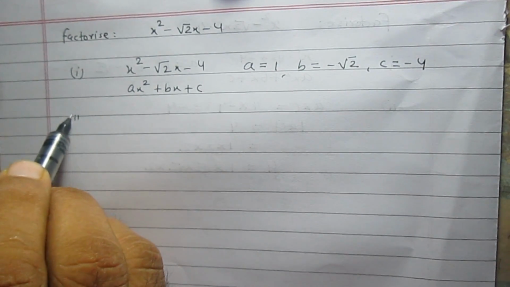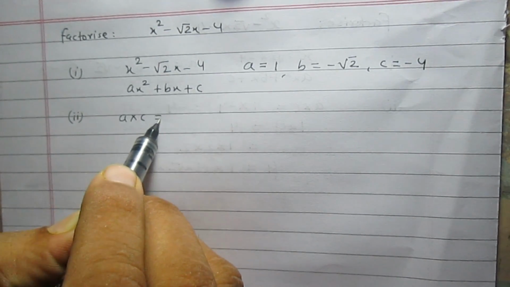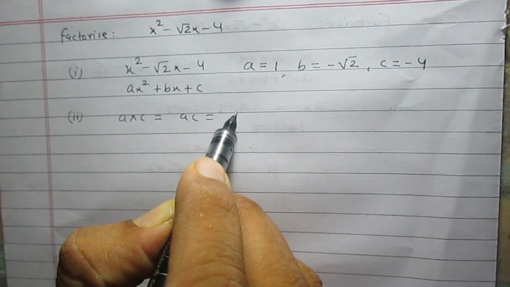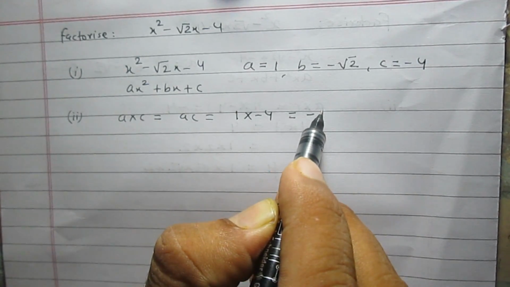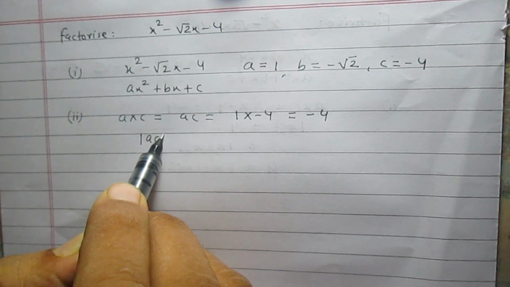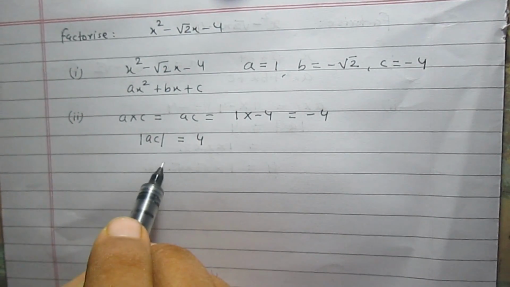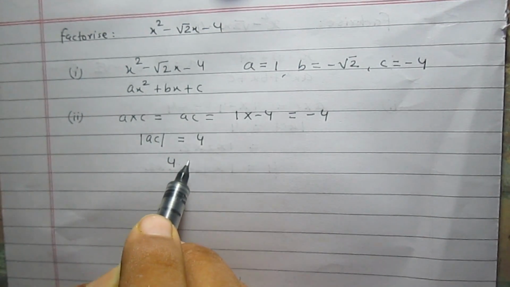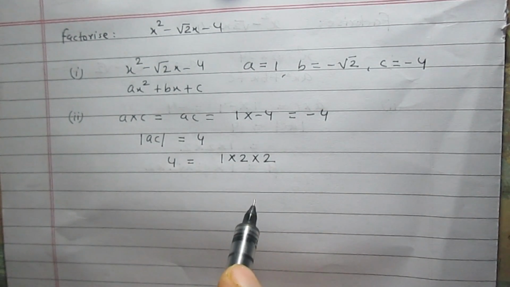In the second step, we will find multiplication of a and c. It is 1 multiplied by minus 4 and it is minus 4. Positive value of multiplication AC is 4. We will factorize 4. It is 1 multiplied by 2 multiplied by 2.